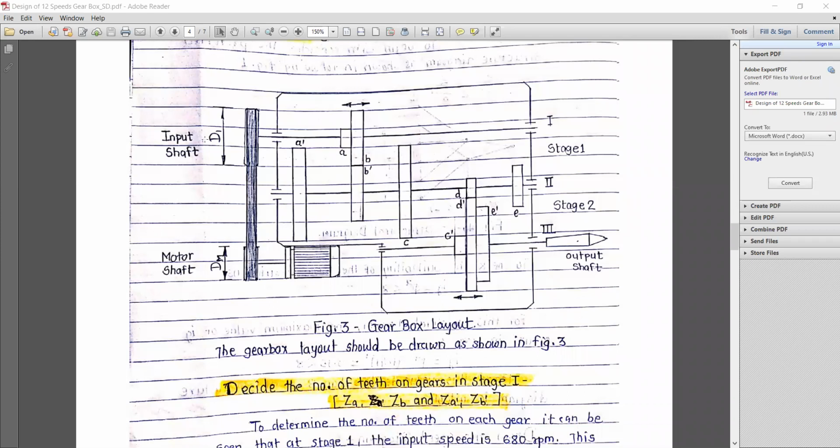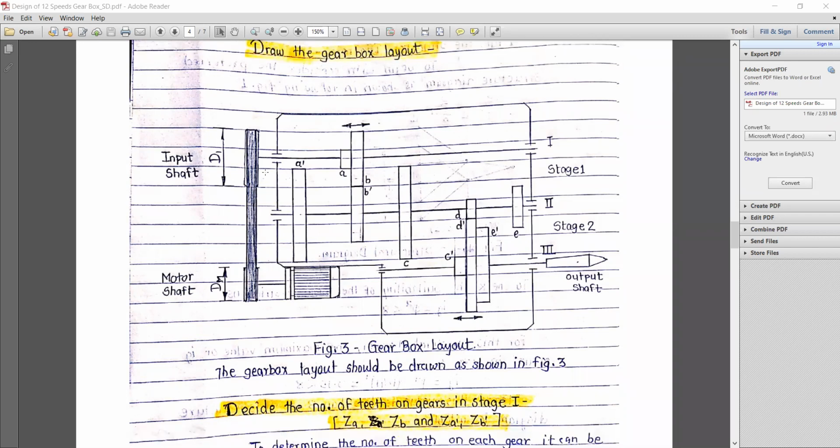When you start drawing the structure layout of the gearbox, this is a sliding gear. Gear B is a sliding gear, which is indicated by this arrow. This one is a constant gear, small a. Small a is connected with A dash, B is connected with B dash, C is connected with C dash, D is connected with D dash, E is connected with E dash. In this manner the different gears are arranged.